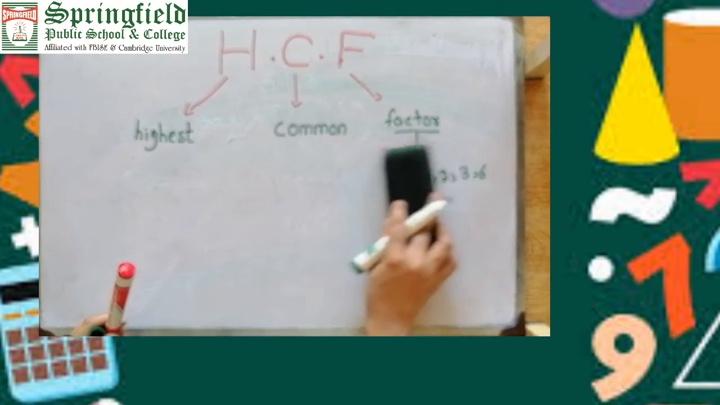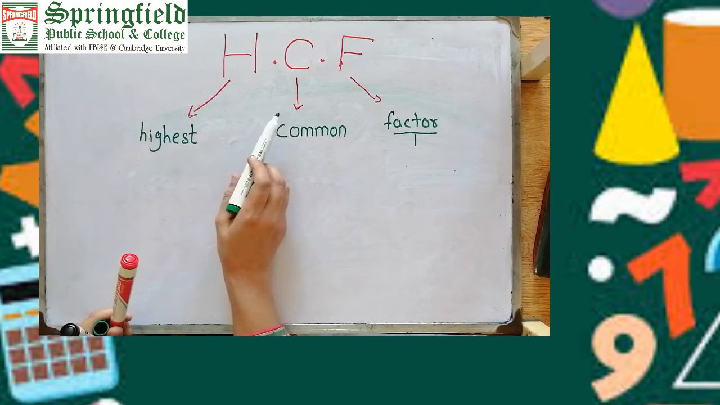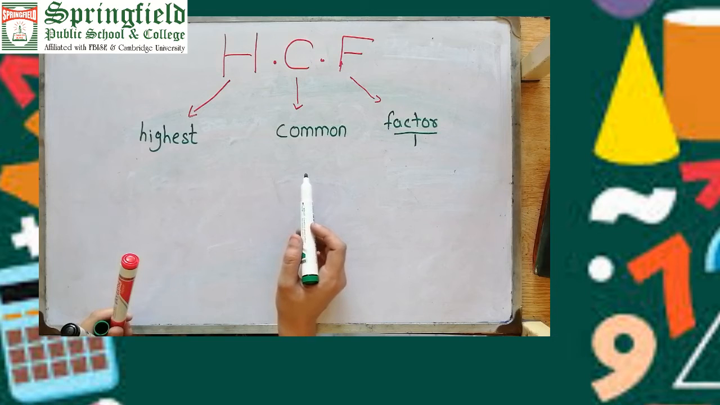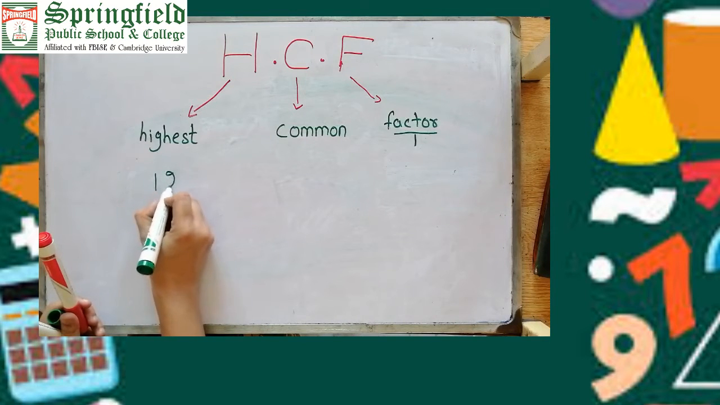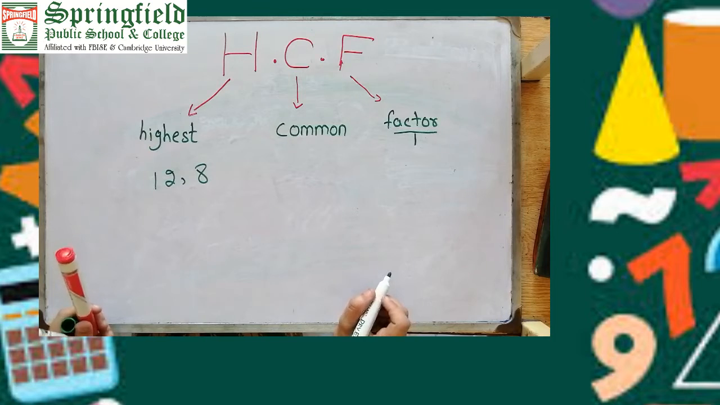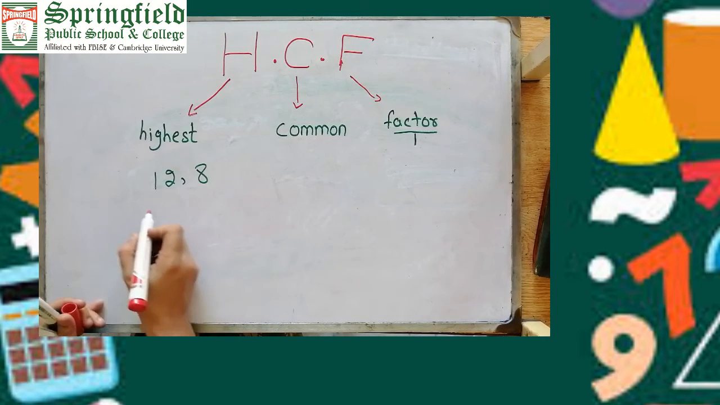But now I will tell you about the highest common factor, HCF. How can we find the HCF of two or more numbers? Let's suppose there are two numbers, 12 and 8. How can we find the highest common factor of 12 and 8? Students, there are two methods for finding the HCF. Method number 1.